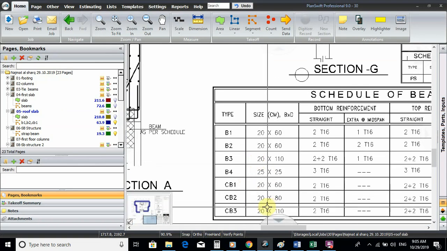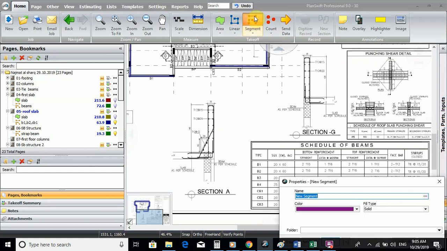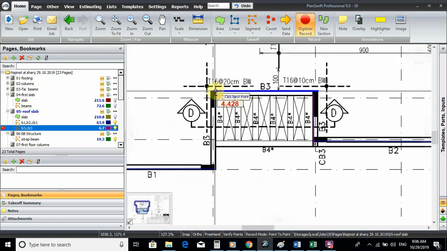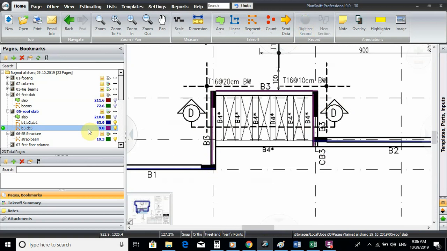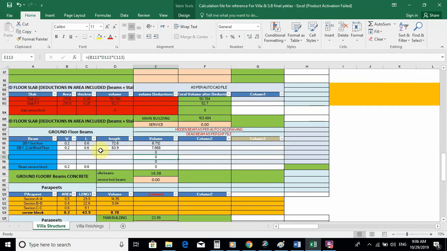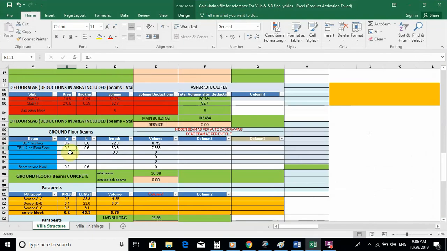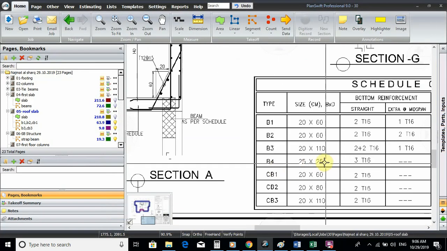B3. There is nothing. B3 and CB3 are the same, so B3, CB3. Calculate the length. It's 9.8. And what are the dimensions of these beams? 20 by 1.1. Okay, B3 and CB3. Now let's go to B4.